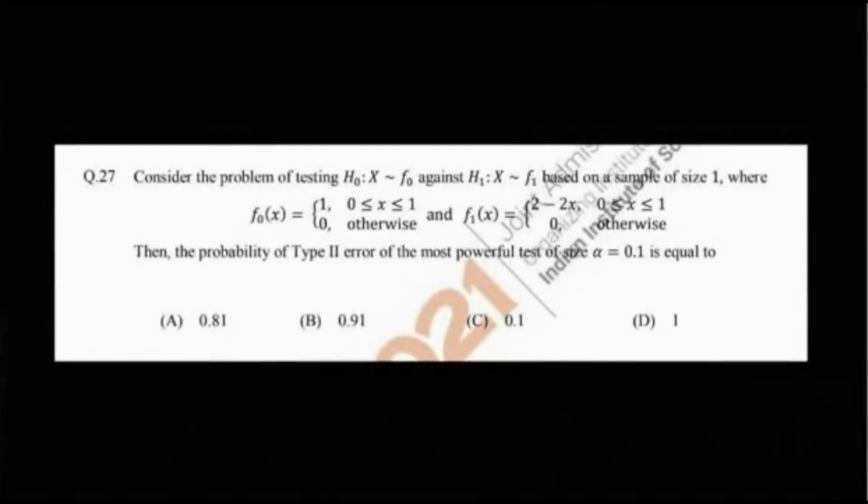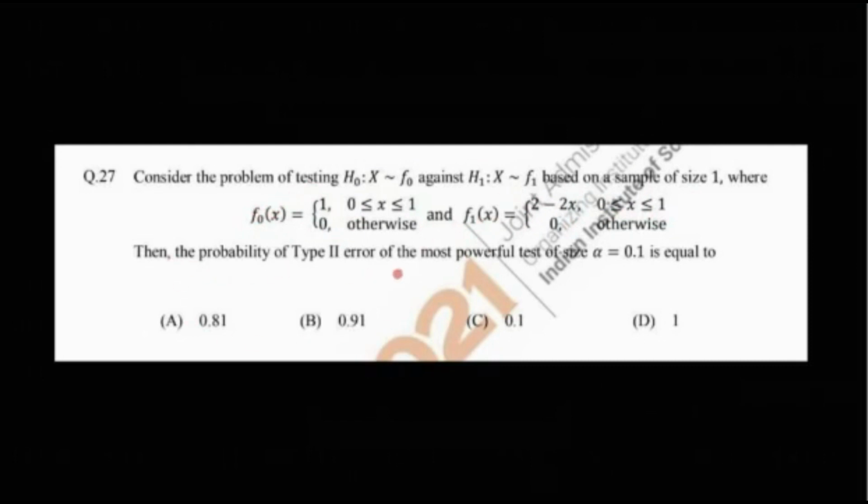Today we're going to solve this problem from IIT JAM MS year 2021, problem number 27. The problem says: consider the problem of testing H0: X follows f0 against H1: X follows f1, based on a sample of size 1, where f0(x) is 1 if x lies between 0 and 1 and 0 otherwise, and f1(x) is 2 minus 2x if x lies between 0 and 1 and 0 otherwise. This is the PDF f0 and this is the PDF f1.